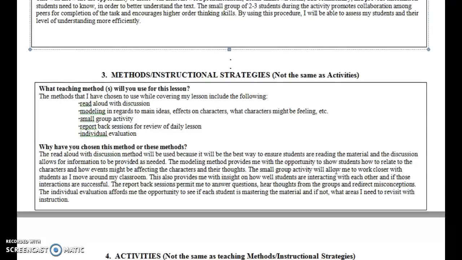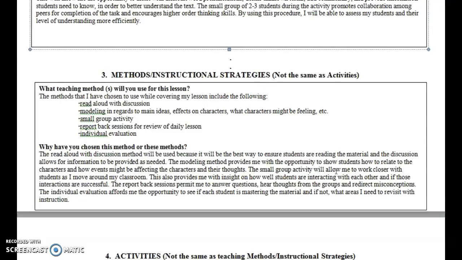The read aloud with discussion method will be used because it will be the best way to ensure students are reading the material, and the discussion allows for information to be provided as needed. The model method provides me with the opportunity to show students how to relate to the characters and the events, and how the events might be affecting the characters and their thoughts. The small group activity will allow me to work closer with students as I can move around the classroom and help answer more generalized questions that they might have.